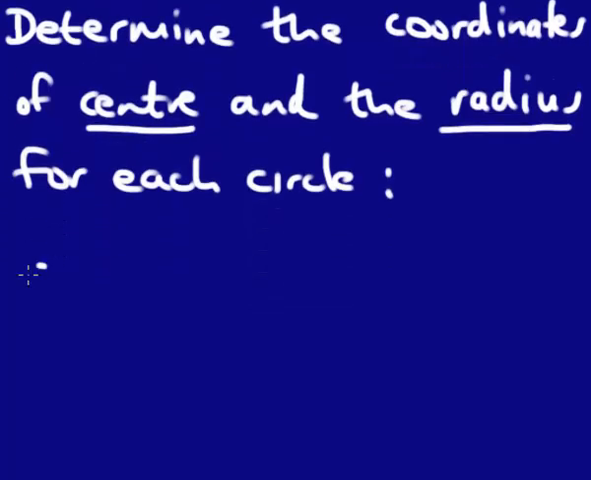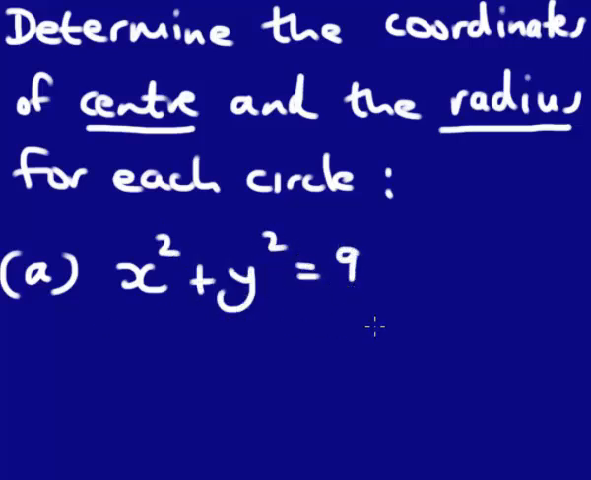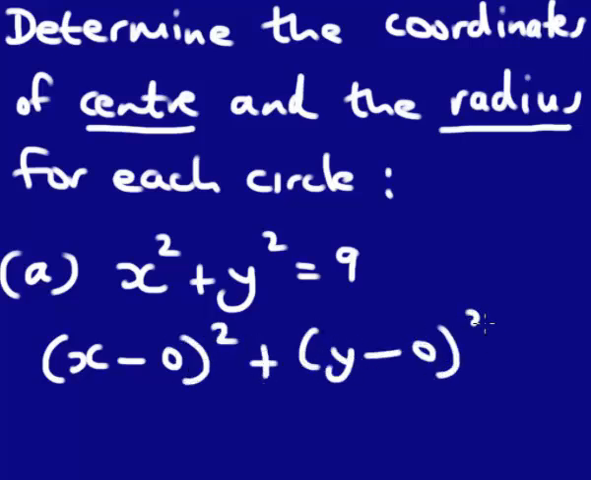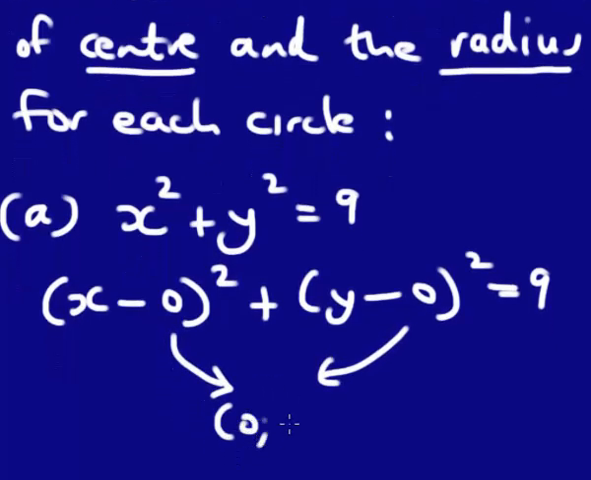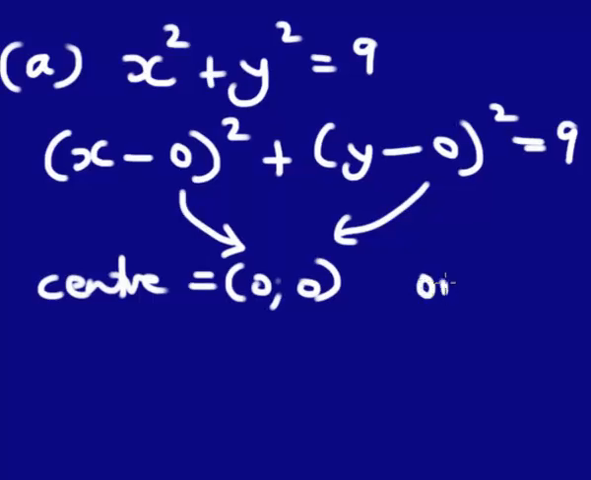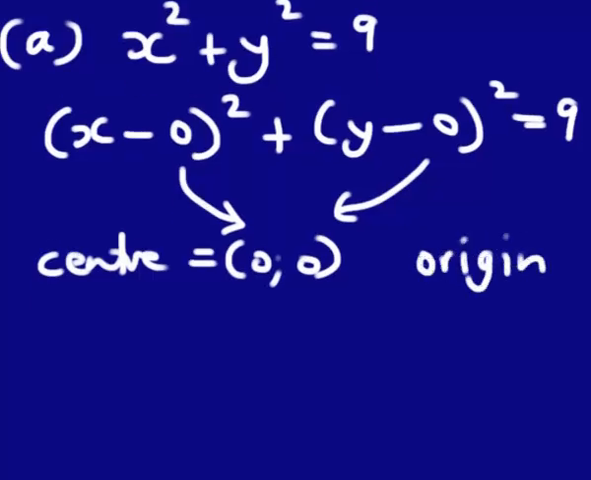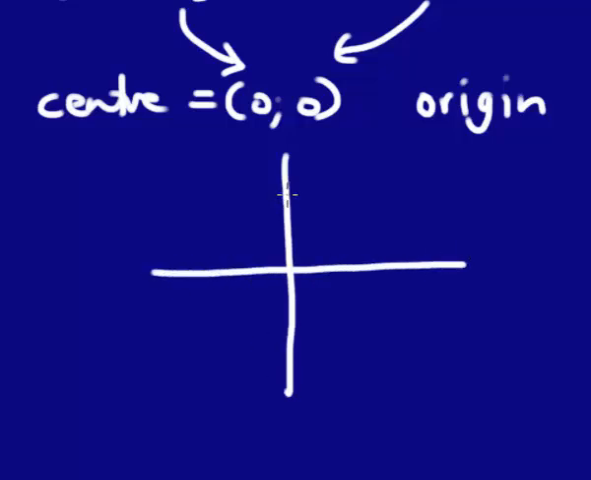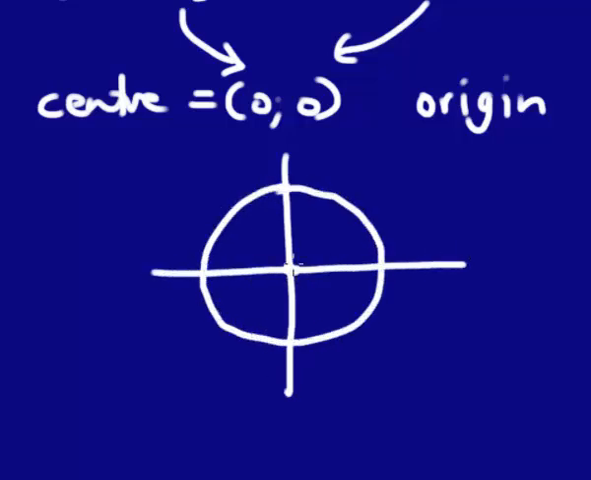Now let's have a look at the first one, number A. If I said to you x squared plus y squared is 9, what are the coordinates of the center? No problem. Remember, it's always got to be in a form that we can determine. And I think this is going to be the origin. The form that we can determine is (x minus 0) squared plus (y minus 0) squared is 9. And you'll notice, what do you notice about the center here? It is 0, 0. That is the center. The coordinates of the center would be the origin. In other words, the circle's center lies on the origin, 0, 0.